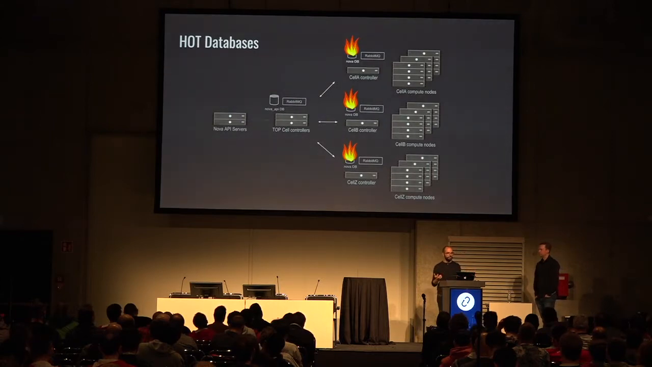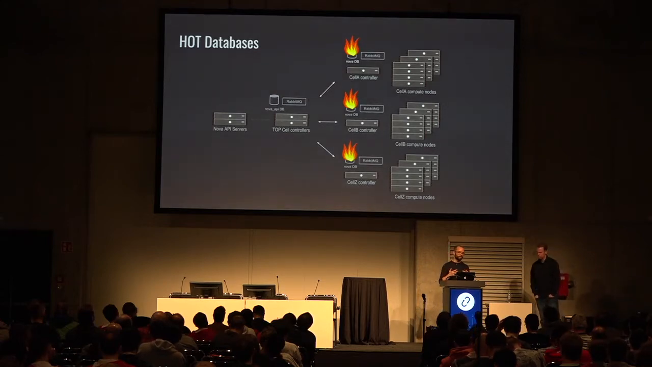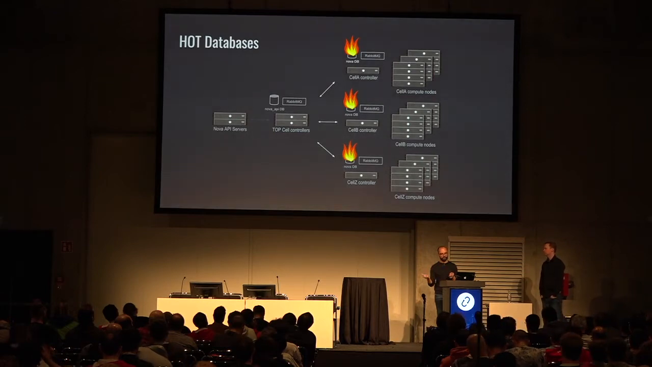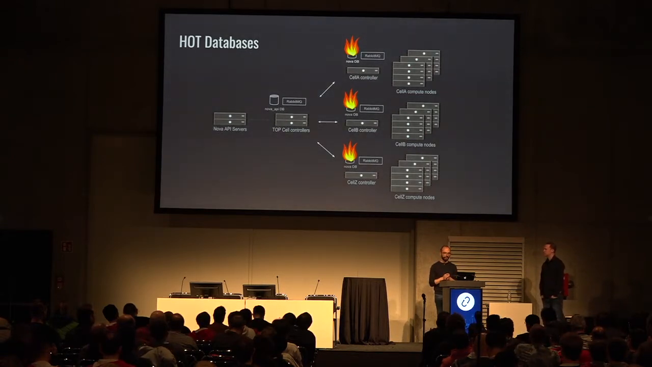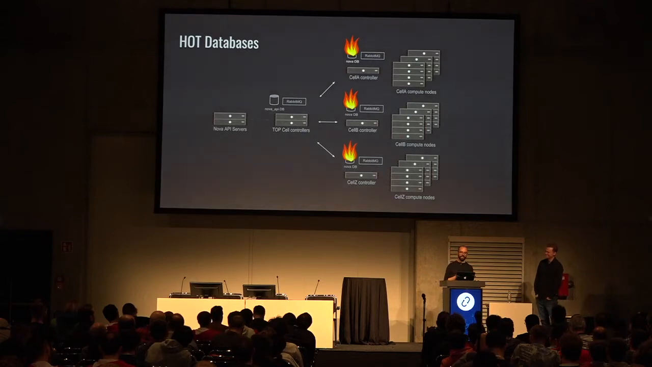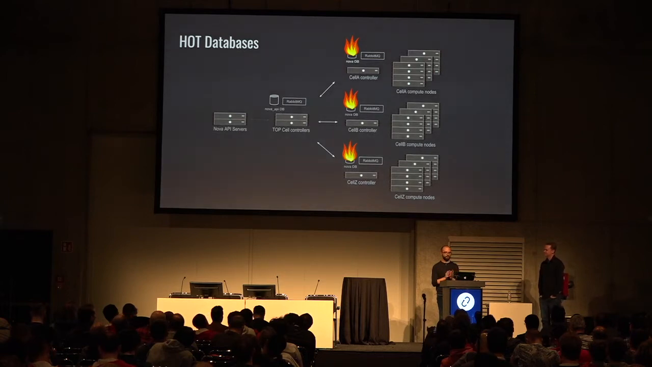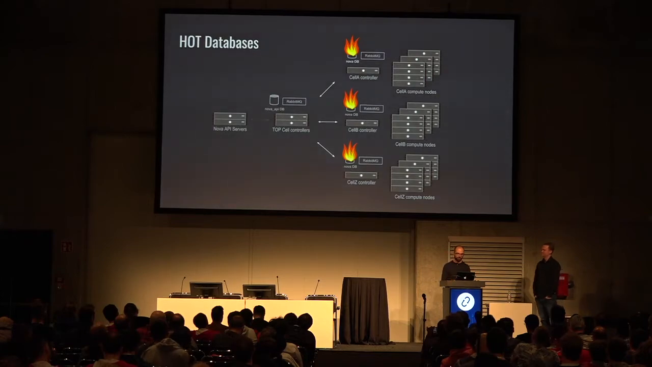We were aware that the pattern changed from CellsV1. Now with CellsV2, when you do a Nova list or a Nova boot, the APIs need to go through all the Nova databases in the cells. Even if we were aware of this, we overestimated the impact at scale. So what happened is when we upgraded, or migrated, to CellsV2, we saw a huge increase of load in our cell DBs, and they were not coping well with this.